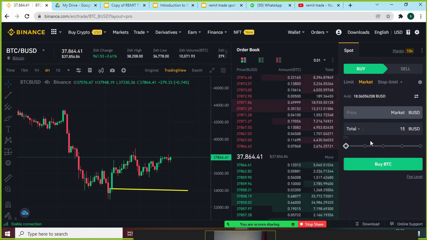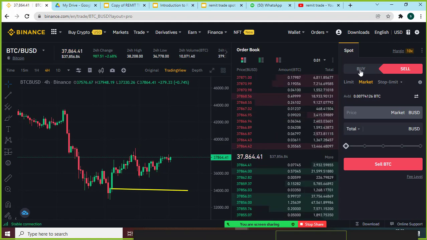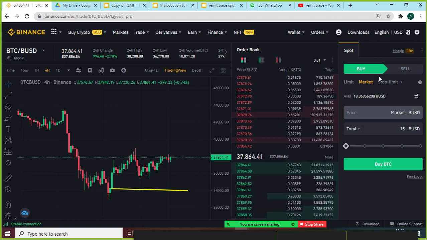I'll click buy. You see, order has been executed. So I've already bought Bitcoin. If you see my balance here, it is now 18 BUSD. If I go here to the sell tab, you see, if you notice, my BTC balance here has increased. I had some BTC balance here before, but it has increased because I have used 15 BUSD to buy Bitcoin.